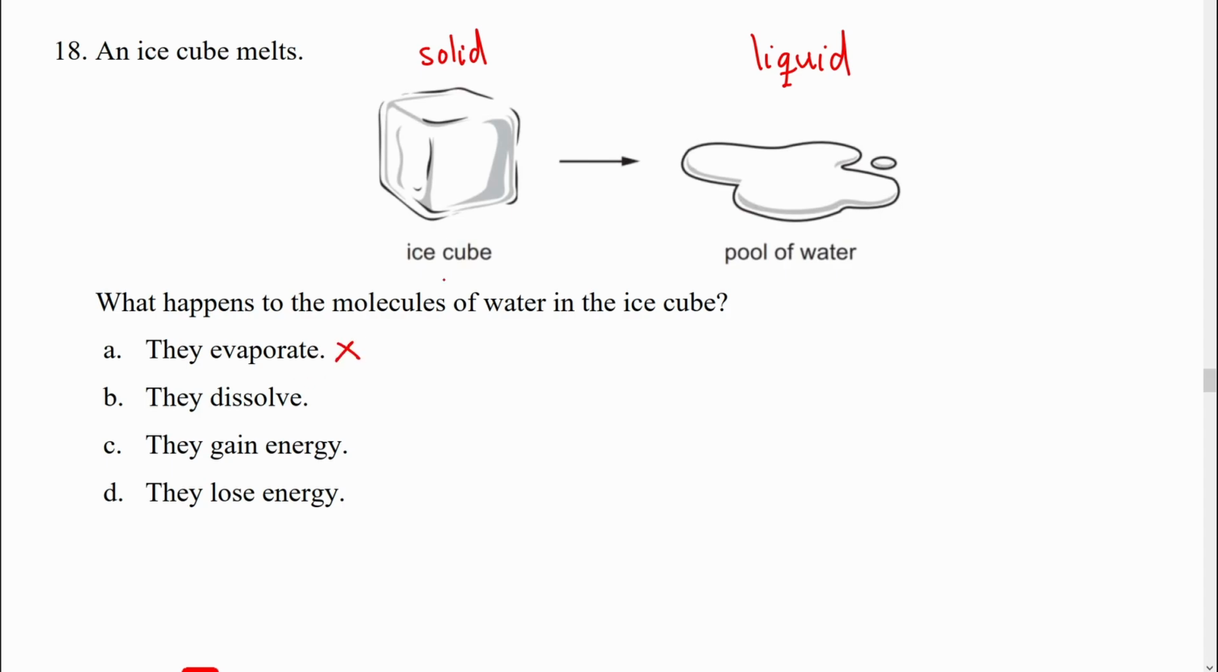They are not dissolving, because it's just a change of state from solid to liquid, which is melting. So do you think they gain energy? Yes, because to change solid to liquid, we have to increase the temperature. Increasing the temperature means we give energy, right? We give heat because heat is a kind of energy. So that's correct. And they are not losing energy. If they lose energy, it means we want to cool it down, to turn gas into liquid or liquid to solid. So this is wrong. The correct answer is C.